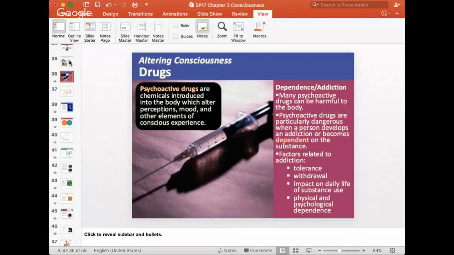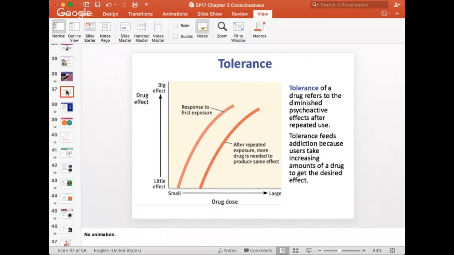Besides inducing a different level of consciousness, drugs can also present other psychological problems when you start talking about dependence and addiction. We will talk about dependence and addiction in a later chapter when we talk about disorders. But it's important to go over some of these hallmarks right now of what it means to be dependent on a substance or addicted to a substance. The first thing having to do with addiction is tolerance. Tolerance refers to the fact that you need more of a drug to get desired effects over a longer period of time.